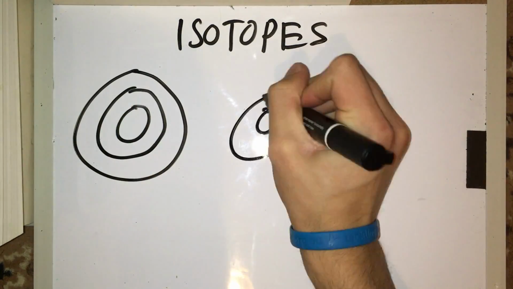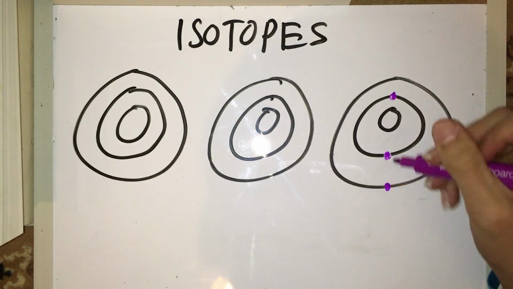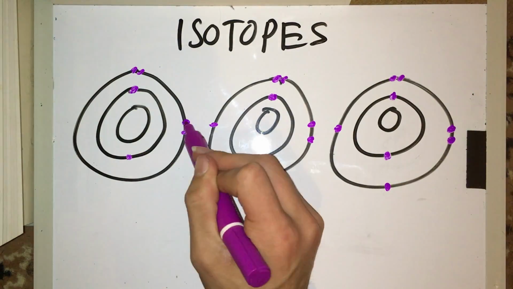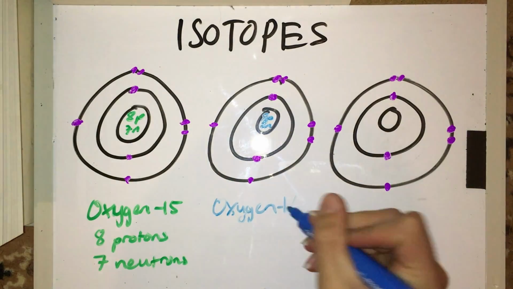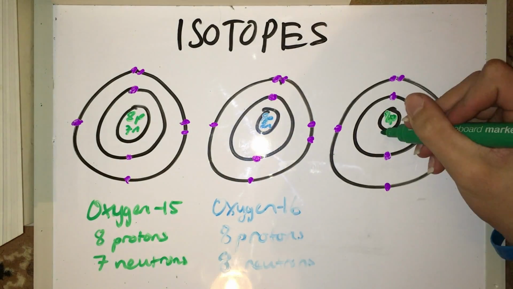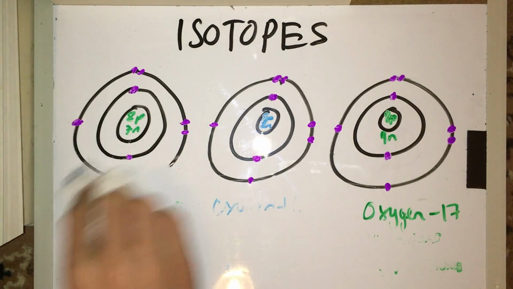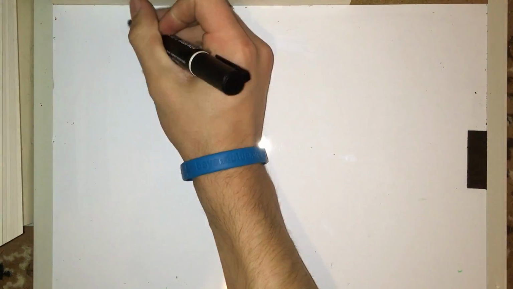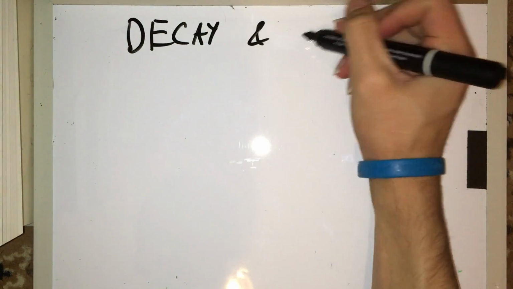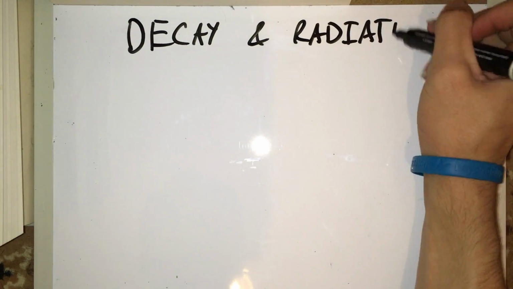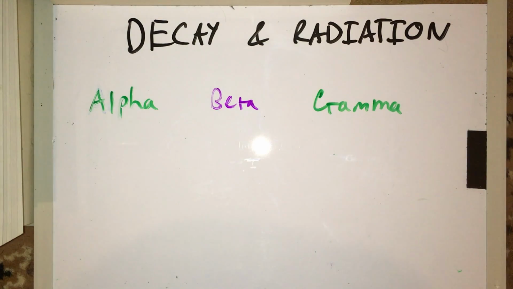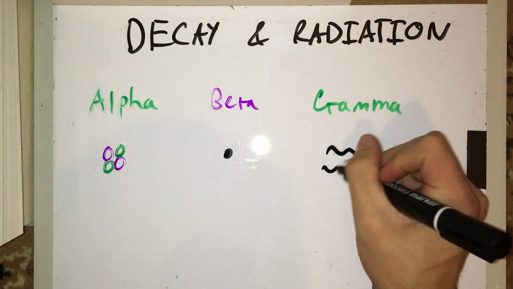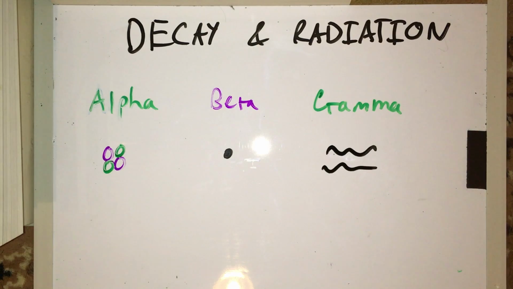Isotopes are formed when an atom has a varying amount of neutrons in the nucleus. Examples of oxygen isotopes include oxygen-15, oxygen-16, oxygen-17, and many more. If an atom has too many or too few neutrons, it can become unstable and radioactive. To stabilize itself, it will produce radiation. There are 3 types of radiation: alpha, beta, and gamma. When isotopes decay, they release either alpha or beta radiation, and gamma radiation may be produced because of this.